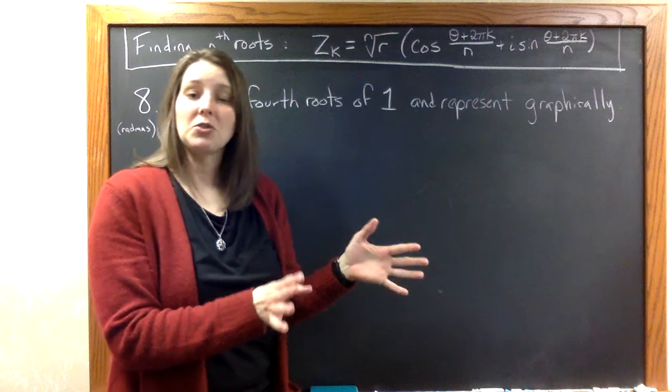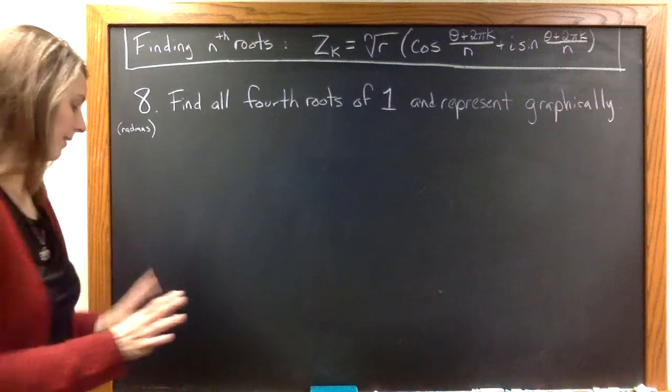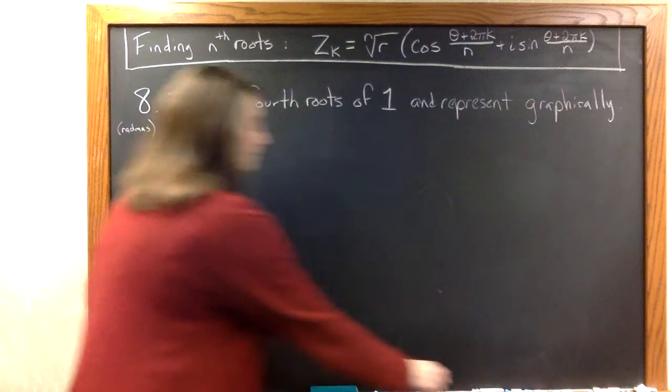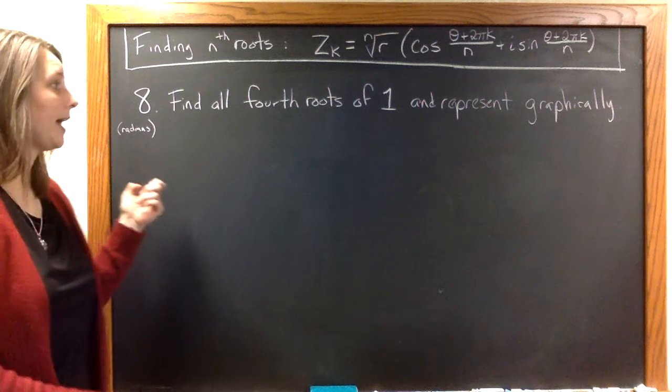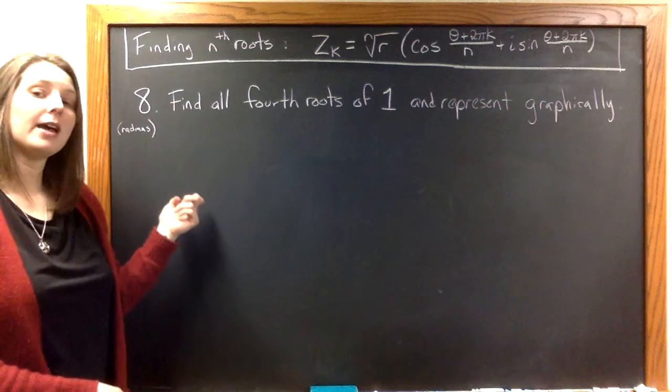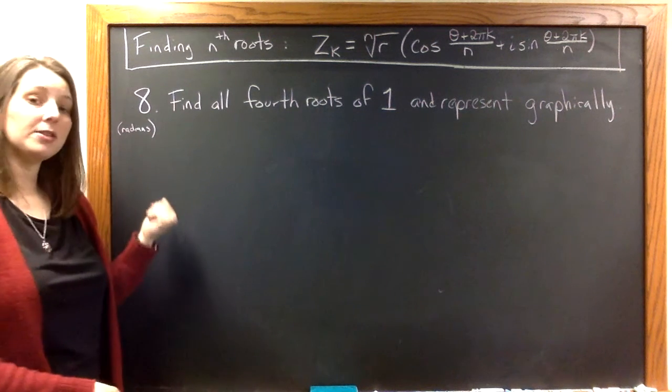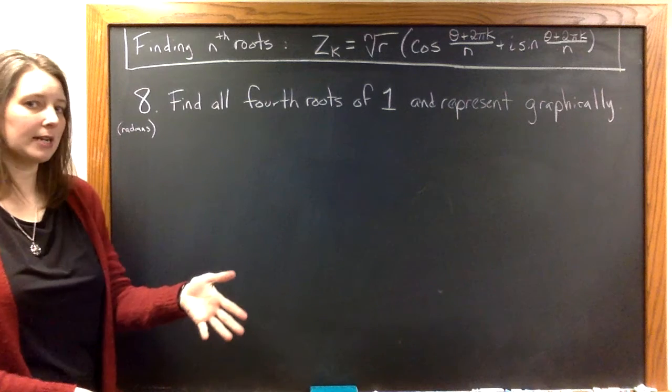This is a lot easier when you just see a problem done. So don't panic if none of that made sense. You'll be fine. So number 8, we're going to find all of the fourth roots of 1 and represent them graphically. I'm going to do this problem in radians, and then we'll do the next one in degrees, because you can do both.